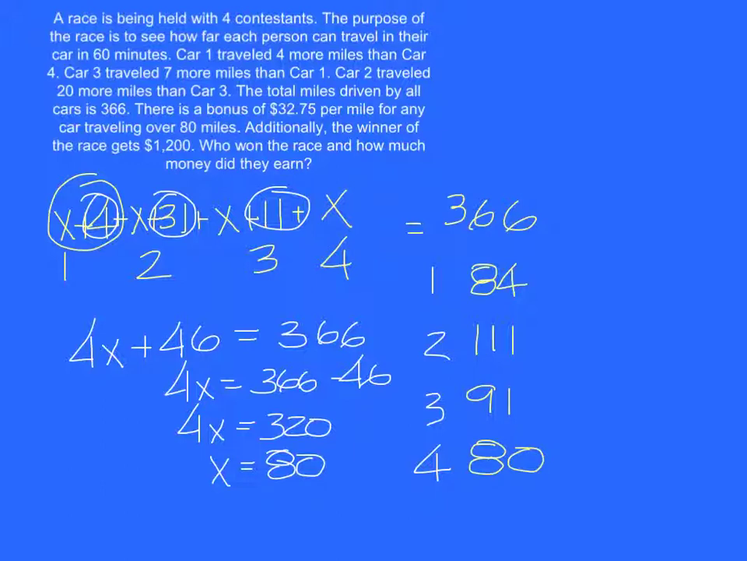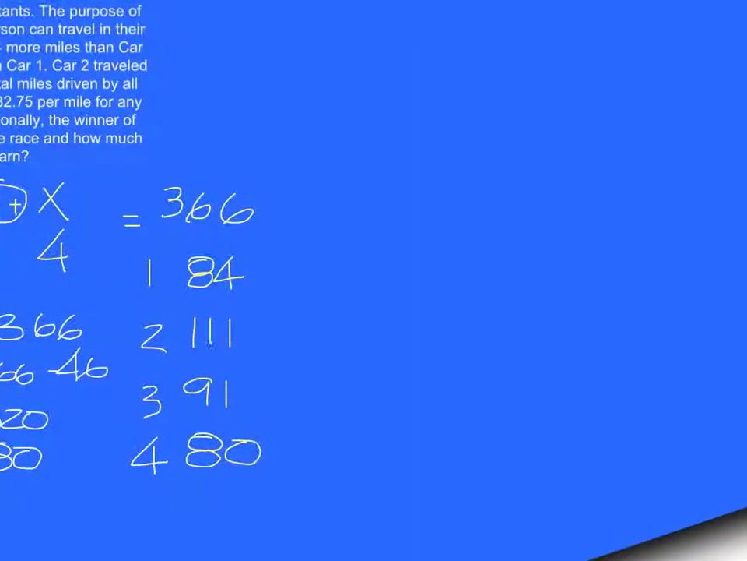Now the total miles driven is 366. There is a bonus of $32.75 per mile for any car traveling over 80 miles. So how many cars do we have traveling over 80 miles? We have 3 of them. And the bonus is what, $32.75? Okay, so if it's $32.75, then we have to go $32.75 for each of these cars here that are over 80 miles.